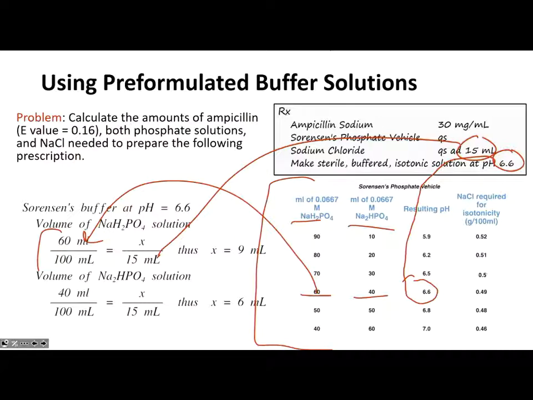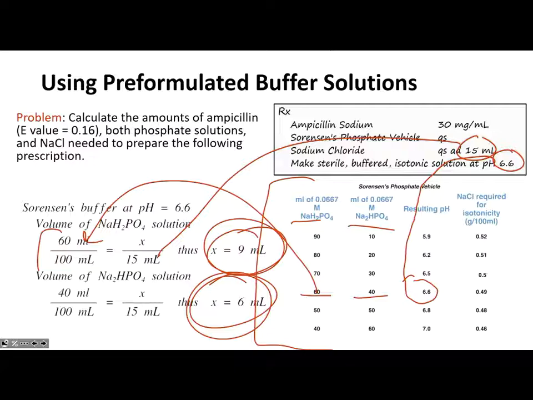And let's do the same thing for the dibasic. So down below there, remember the dibasic needed 40 out of 100. So let's set that equal to X over 15. And I see that that is 6 milliliters. So in the end, these are my final answers for the volumes. I need to use 9 milliliters of the monobasic with 6 milliliters of the dibasic.